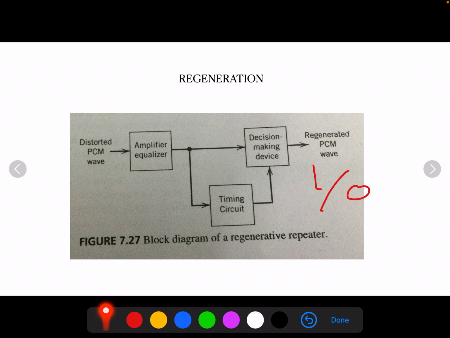So, in this way, the accumulation of distortion and noise in a repeater span is completely removed, provided that the disturbance is not too large to cause an error in the decision making process. Except for the delay, the regenerated signal is exactly the same as the signal originally transmitted. However, the regenerated signal departs from the original signal mainly because of these two reasons.